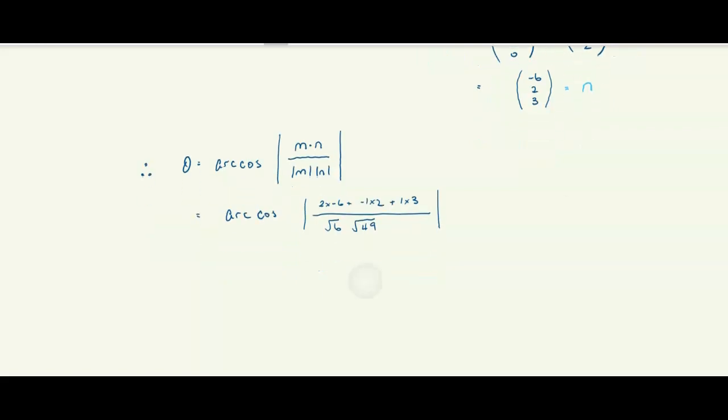Okay, so that all gets crunched, and we'll have a look at the result. Theta is equal to arc cos. What do we got here? Negative 12. So negative 12 minus 2 is negative 14, plus 3 is negative 11. So that's going to be the absolute value of negative 11 over 7 root 6 down here. So now I can get rid of the absolute value signs and just call it arc cos of 11 over 7 root 6.